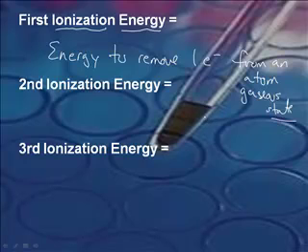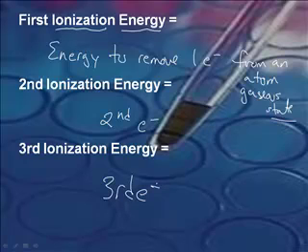So, to remove 1 electron is the first ionization energy. The second ionization energy is the energy to remove the second electron. So, it's the same definition, and it's always higher than for the first. It always takes more energy. Removing the third electron is the third ionization energy. And there's such a thing as the 4th and the 5th and the 6th and the 7th and whatever it takes to remove all of the electrons.